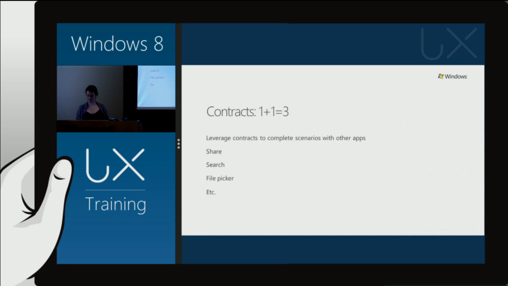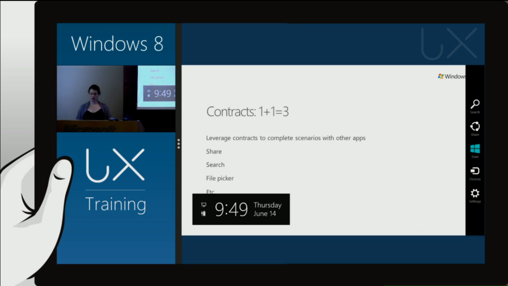There are 4 contracts that we provide in Box, and these are some key system functionality: search, share, devices, and settings. This is where users are going to expect to go for these contracts and this type of functionality. So as you're building out applications and creating your designs, think about how you can plug in here and leverage these entry points. These entry points are always available no matter where you are within an application, and they provide really great jumping points for functionality.